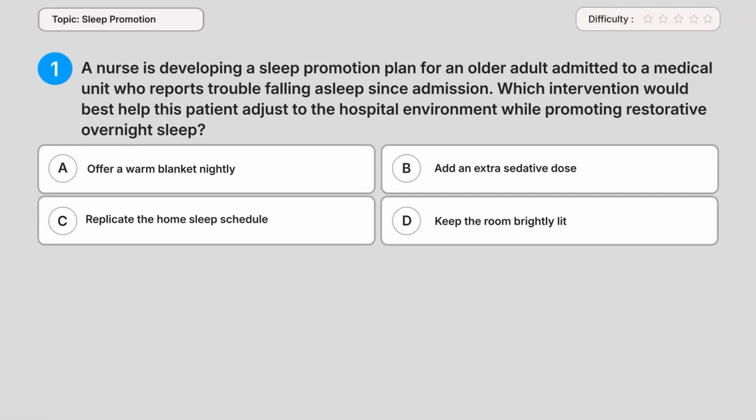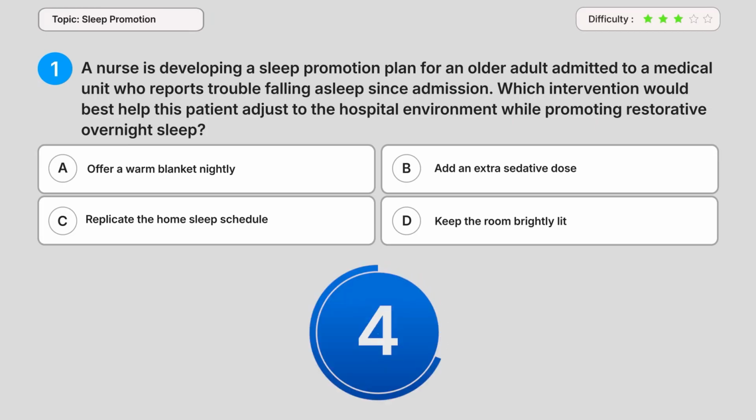Question 1. A nurse is developing a sleep promotion plan for an older adult admitted to a medical unit who reports trouble falling asleep since admission. Which intervention would best help this patient adjust to the hospital environment while promoting restorative overnight sleep? A. Offer a warm blanket nightly. B. Add an extra sedative dose. C. Replicate the home sleep schedule. D. Keep the room brightly lit. Do you know the answer?